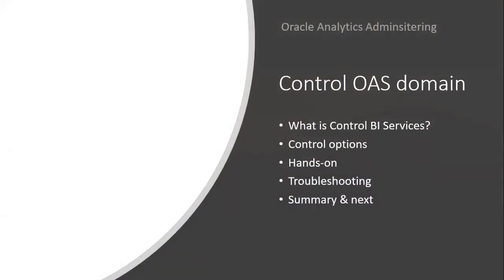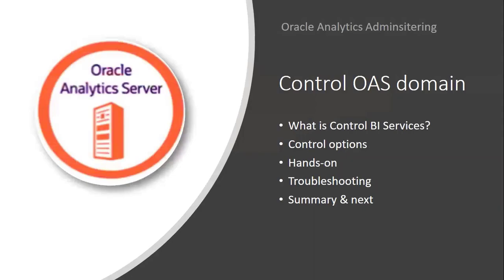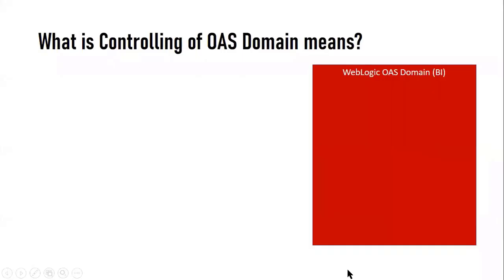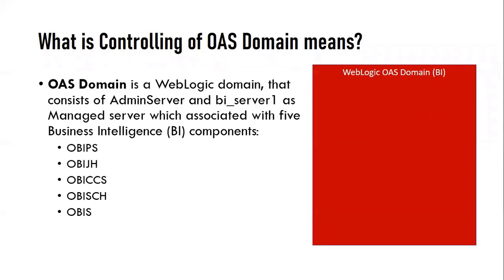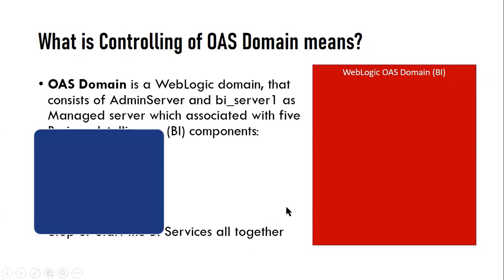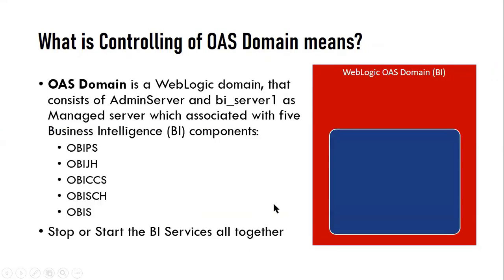In this session, you will be learning how and what to control. So what is controlling in an OAS domain, that is the BI or OBIEE domain? In this one, an Oracle WebLogic server domain will be there, and it will consist of the admin server and BI servers. The BI server is a managed server, which is going to have 5 different components. And how it is arranged in the WebLogic domain, one by one, step by step.